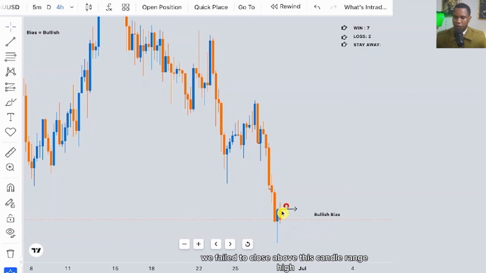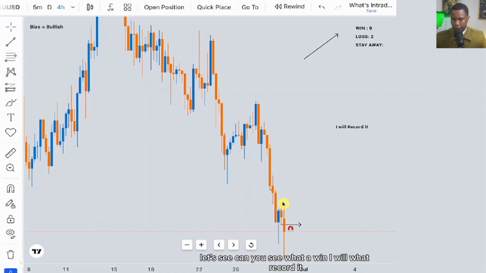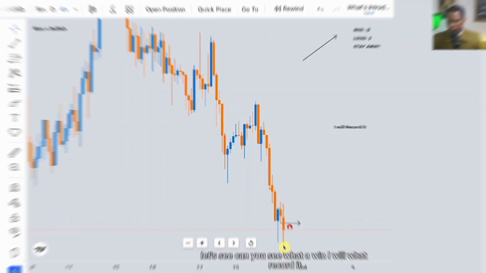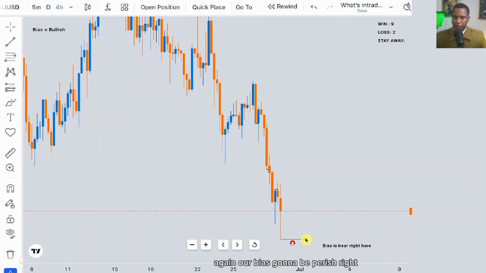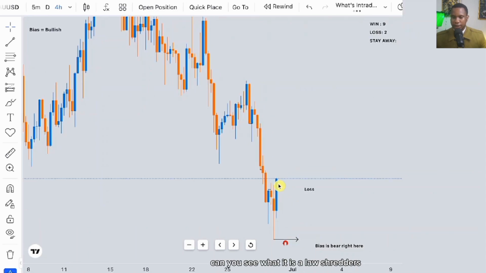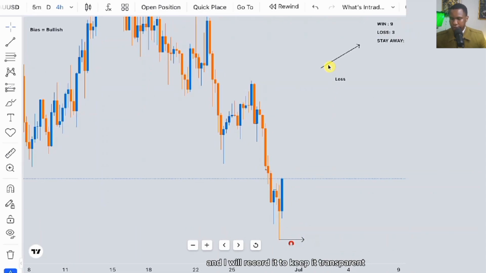Can you see we failed to close above this candle range high right here? We went above it, but we couldn't close above it. I want to see a bearish bias right here. Let's see. Can you see a win? I will record it. Again, our bias is going to be bearish, right? Can you see it is a loss, traders? And I will record it to keep it transparent.